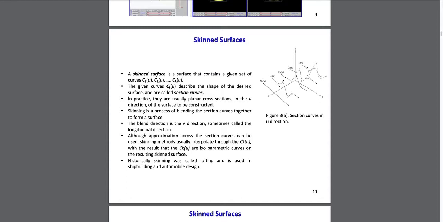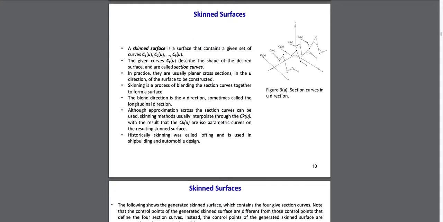Here the section curves, like you see in figure 3a, C0, C1, are defined along the u-axis. They are the basis, and after interpolating these curves, we get a surface that appears as if a skin has been formed around them, and that is the resulting skinned surface generated by interpolating these section curves. These section curves are planar cross sections, and the interpolation happens in the v direction. Here k is the number of curves; we can have 0 to k curves. Historically, skinning has been used in shipbuilding and automobile design.